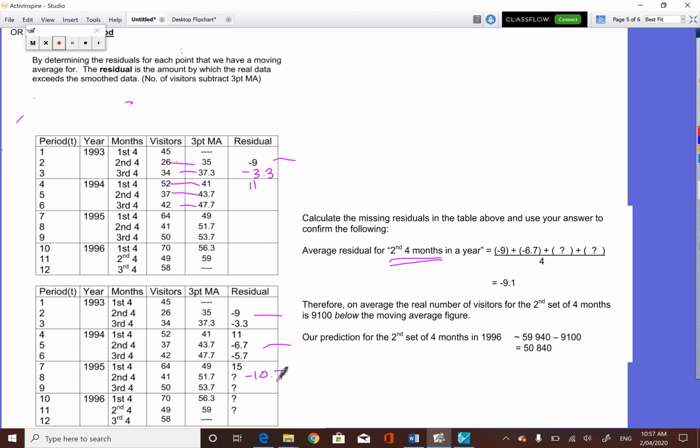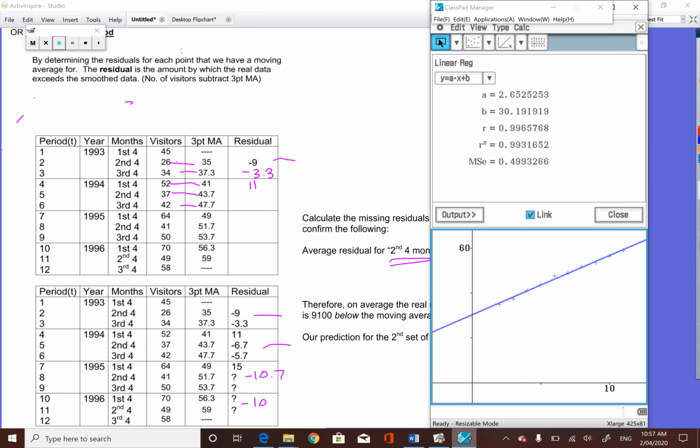That's -10.7, and the last one, which is -10. So we'd add these two in, -10.7 and -10. And once we've done that, we'd divide by 4 and we'd come up with this. So this is the average residual for the second months of the year. Once we've got that number, we can then, as you can see, take it away to our prediction from our line of best fit that we made by Variant Data Star way back on our ClassPad in here, okay?